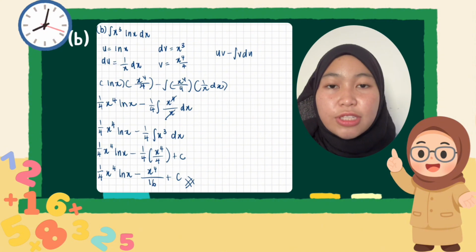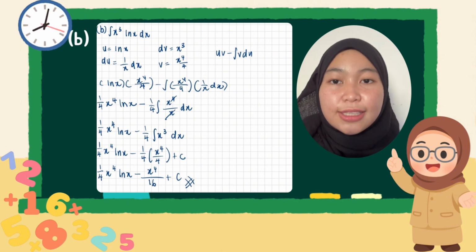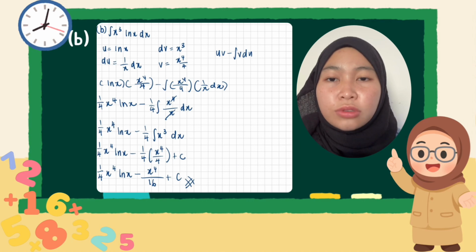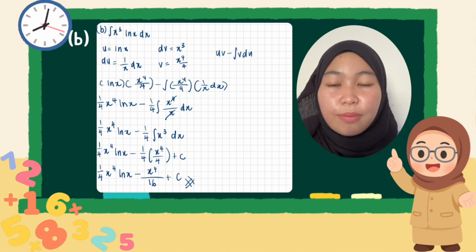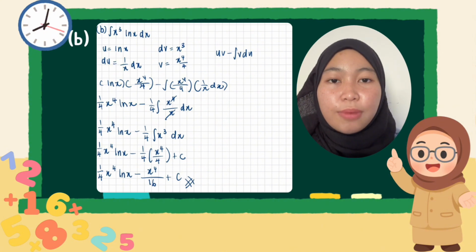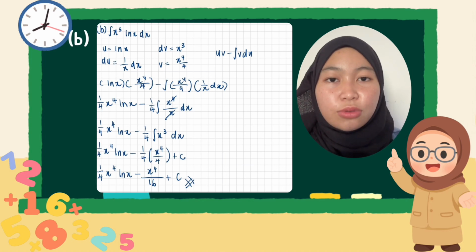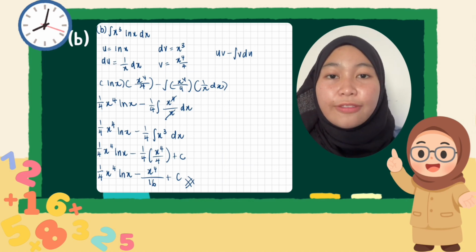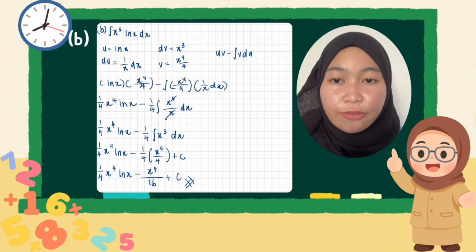Next, we differentiate the natural log of x and integrate x cubed. After that, we substitute all the values into the integration by parts formula. We then simplify the new integral by reducing the expression into a simpler form. The remaining integral becomes easier to solve because it only involves x cubed. After integrating x cubed, we combine all the terms together carefully.